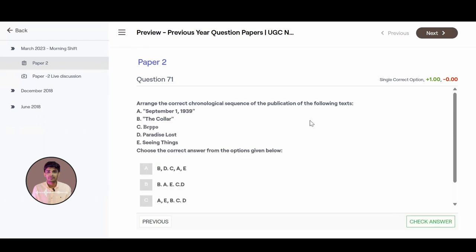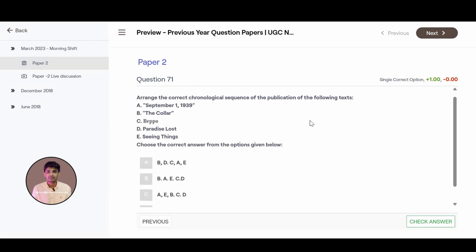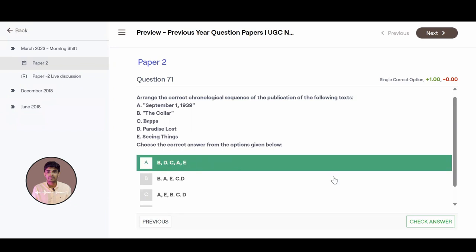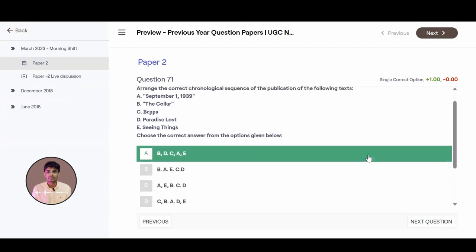Okay, arrange the correct chronological sequence of the publication of the following texts: September 1, 1939, The Collar, Beppo, Paradise Lost, Seeing Things. Anybody? You can use the same technique. First, try to connect these works with their authors and then place the authors in their respective eras. Anybody? Nope, A is the answer. It goes like this.